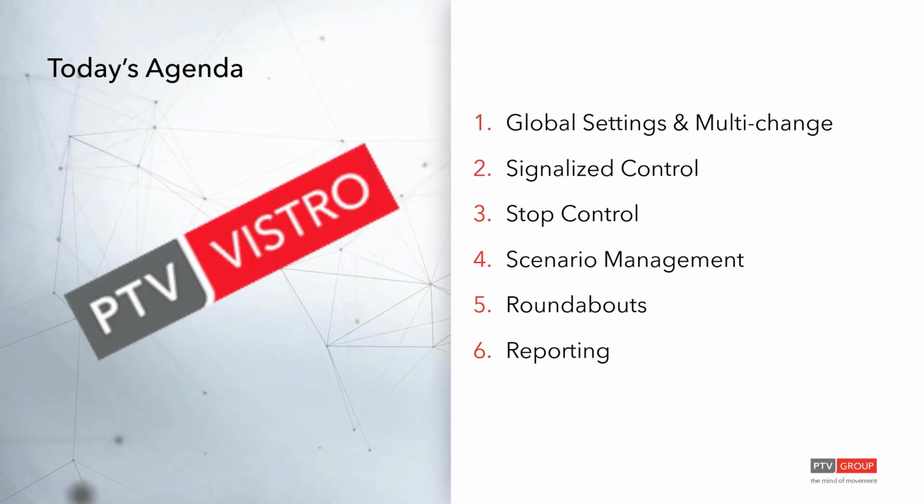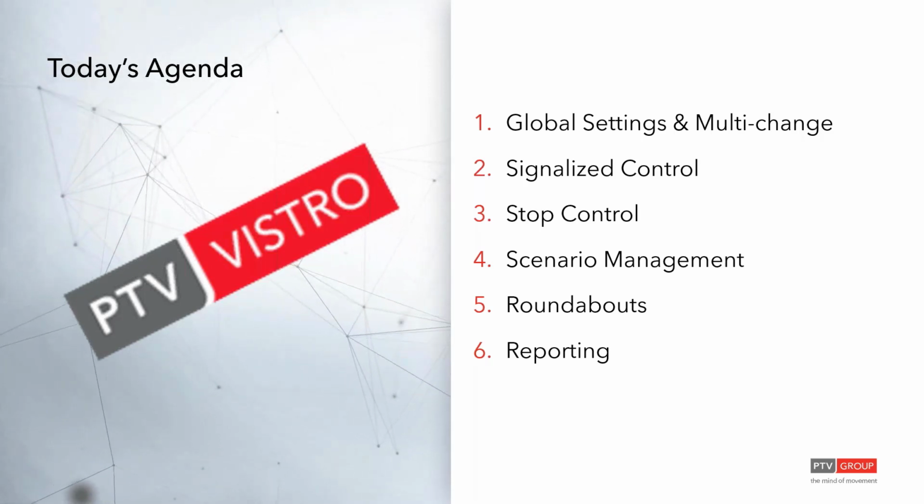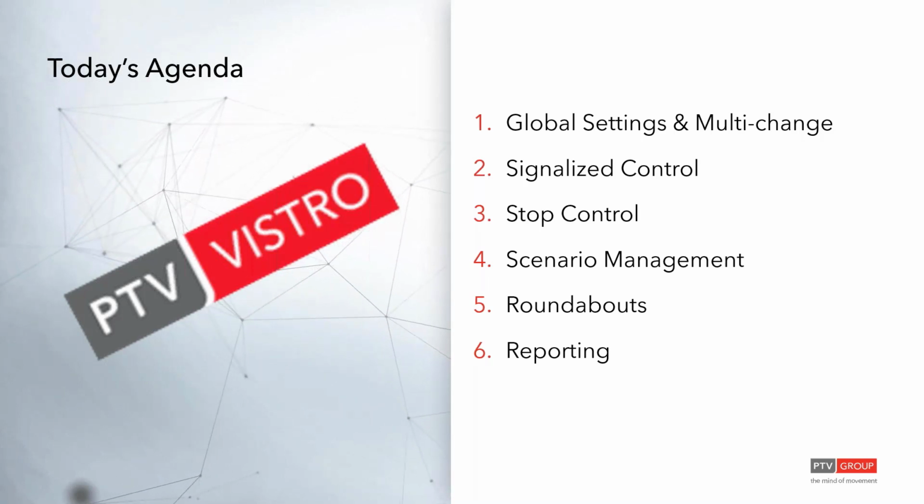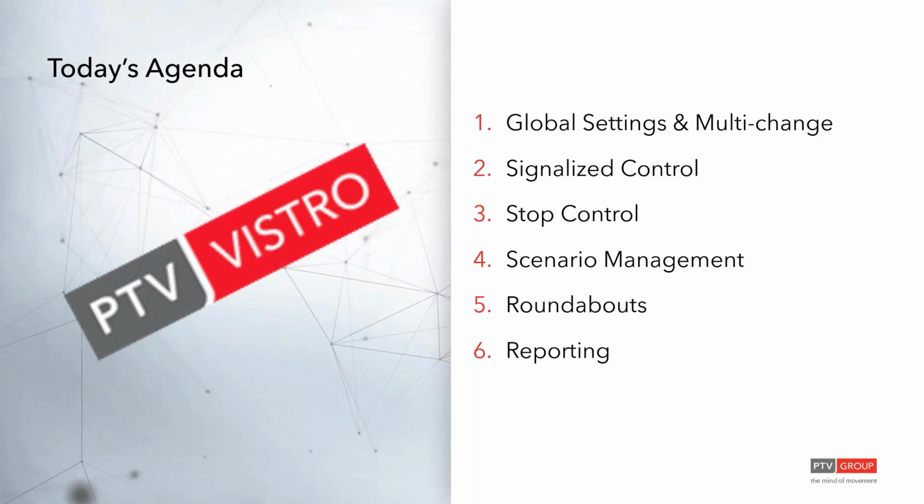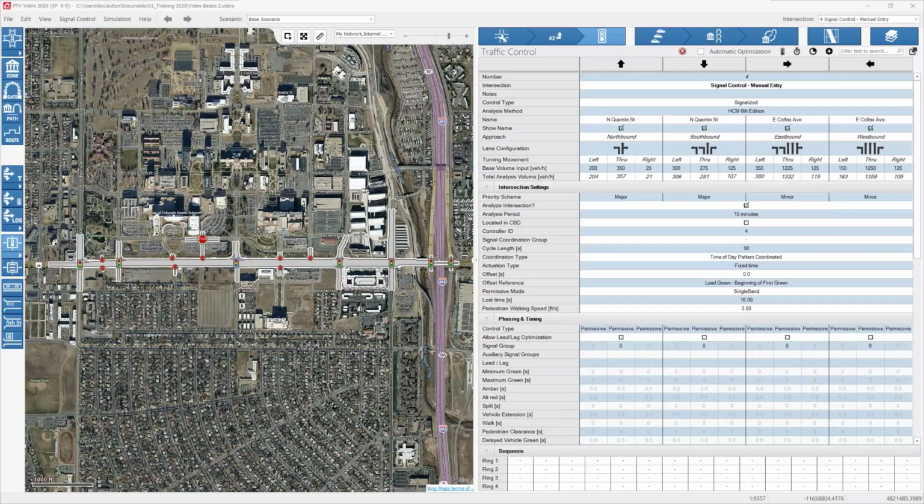We'll be covering some global settings, then jumping into signalized control, and then covering stop controlled intersections. Then we'll move into some scenario management capabilities of Vistro, and then finishing it off with roundabouts and our reporting capabilities. So let's get started in the software itself. So I'm going to start, we have, again, this sample file.